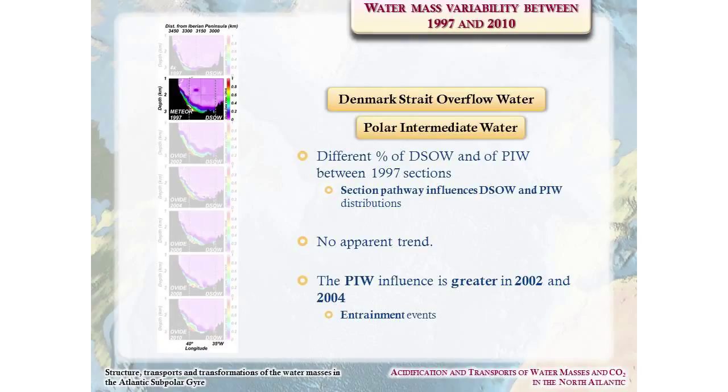In the case of the Denmark Strait overflow water, it seems to be colder at the FOUREX location than at the Meteor location, which is represented by higher percentages of Denmark Strait overflow water, shown in color, and higher polar intermediate water, whose limit is marked by the white dashed line. For the same section location, the distribution of Denmark Strait overflow water presents no apparent trend at interannual time scales. However, in 2002 and 2004, the presence of polar intermediate water is greater than in the other years, and this is in agreement with the entrainment events observed in previous works.